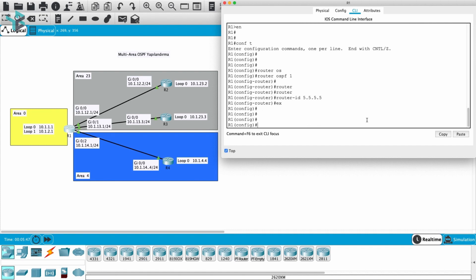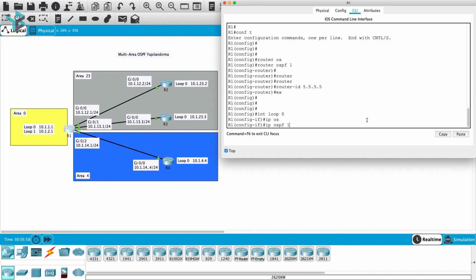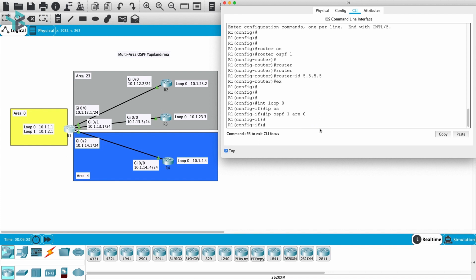Now let's go under interface. First let's do interface loopback 0. Our command is ip ospf 1 area 0, our loopback interfaces here are in area 0. Likewise, I take loopback 1 to area 0. I exit and enter interface gigabit 0/0. This interface is in area 23. Let's do gigabit 0/1, which will also be area 23.